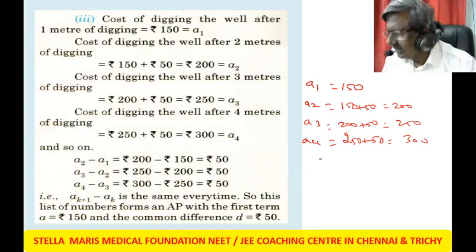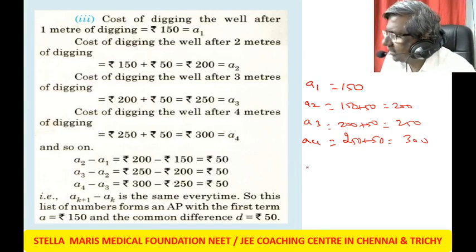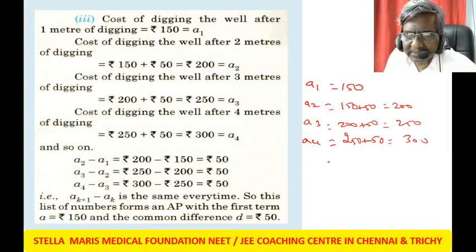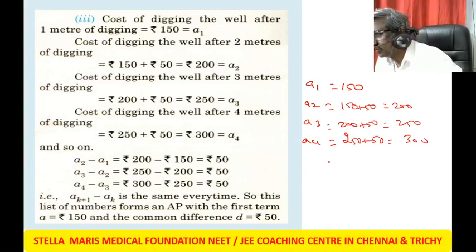So in the sum, by reading the sum itself, you can say it is an AP. See, every meter 50, 50, 50 means the common difference is 50. Naturally, it is an AP. The common difference is 50. The first term is 150. Shall we go?